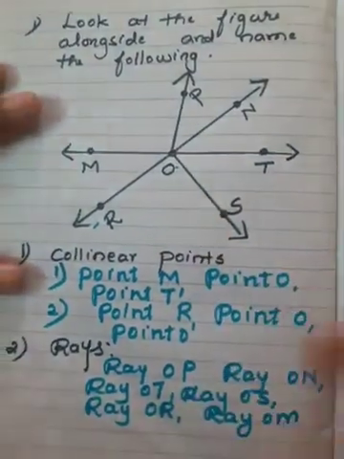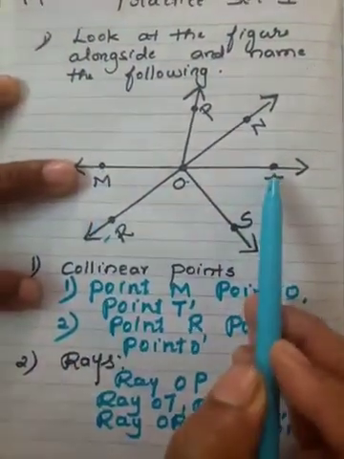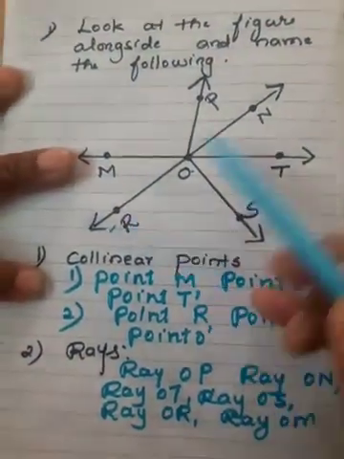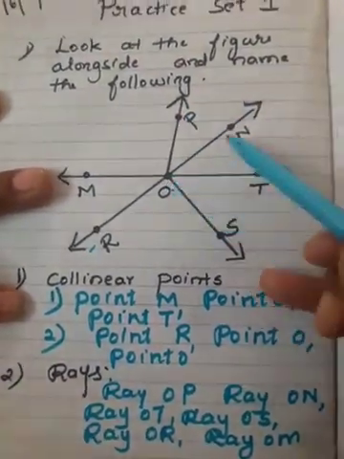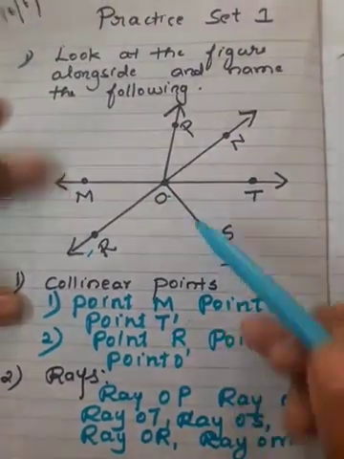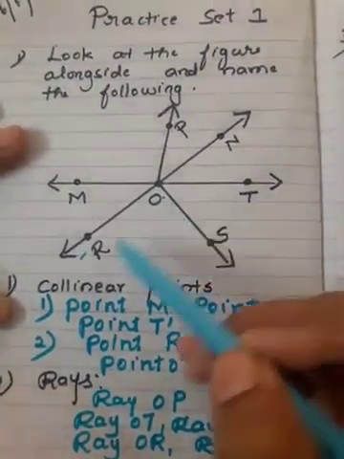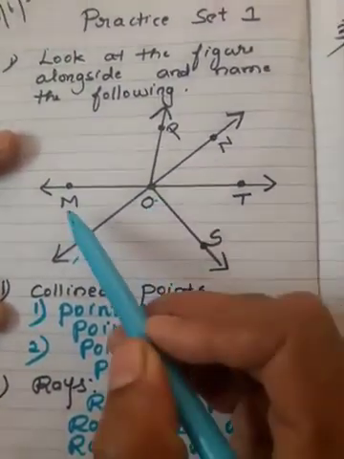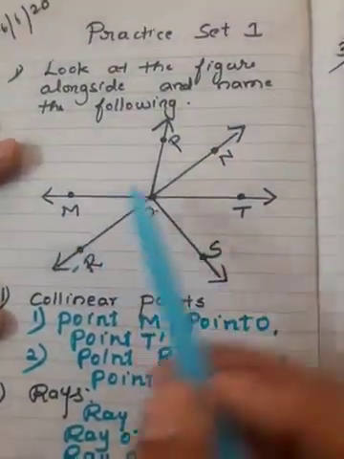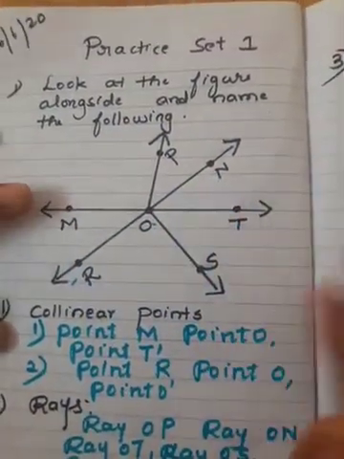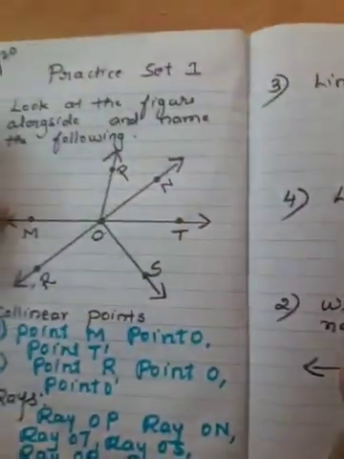That means total how many segments are there? So 1 seg MT. Next seg RN. Okay. Next seg OP. Seg ON. Seg OT. Seg OS. Seg OR. And seg OM. So 1, 2, 3, 4, 5, 6, 7, 8. Total 8 segments are there in this figure.